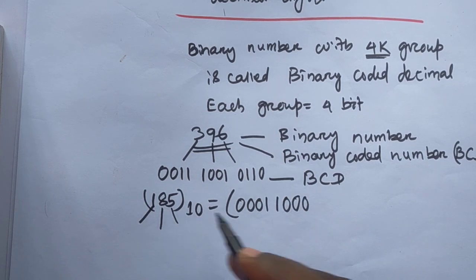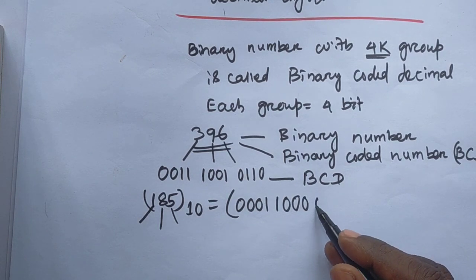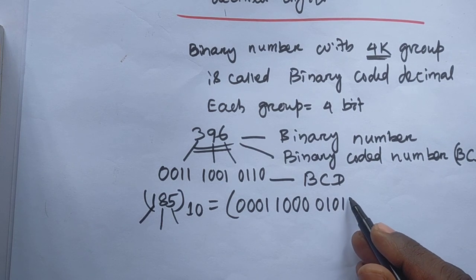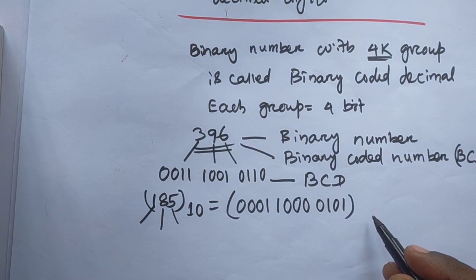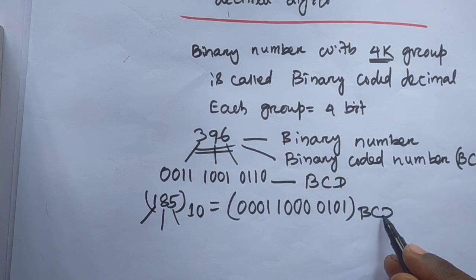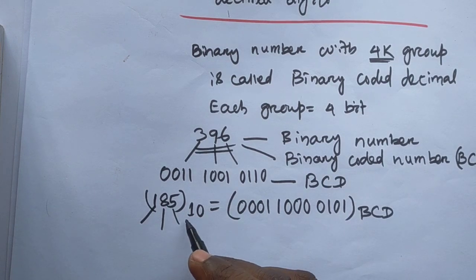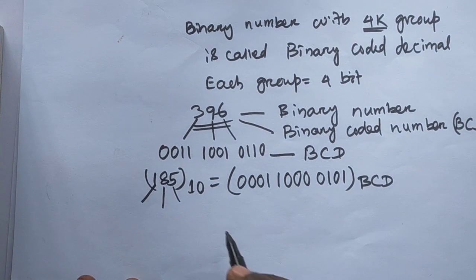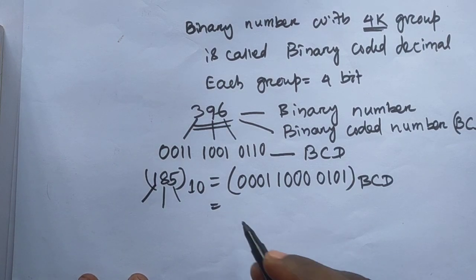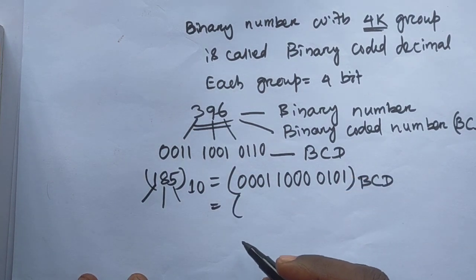Okay, and 5 is defined as 0101. This is the BCD number. This is the decimal number, this is the BCD number. If we go through binary, we can also define what the binary number is.